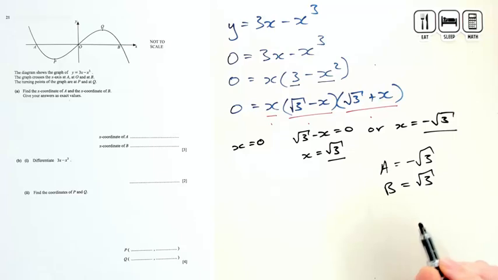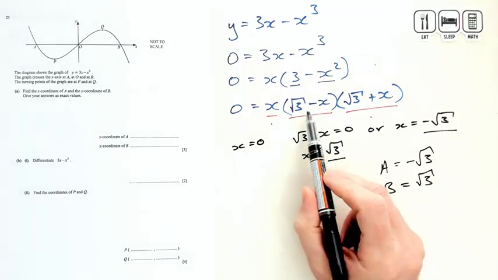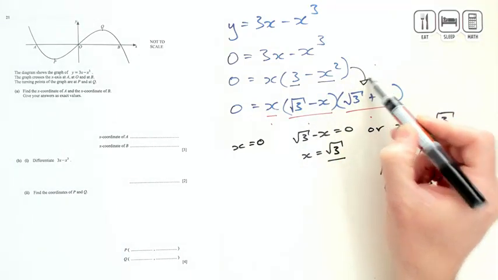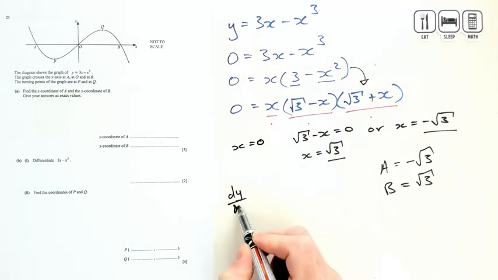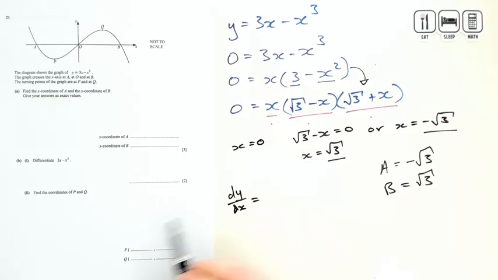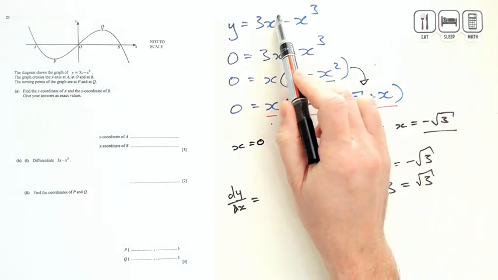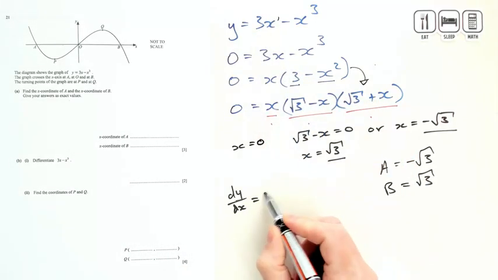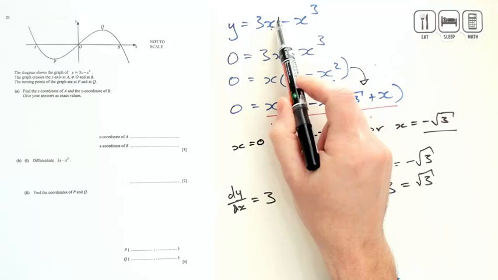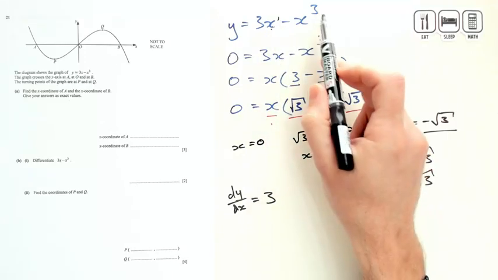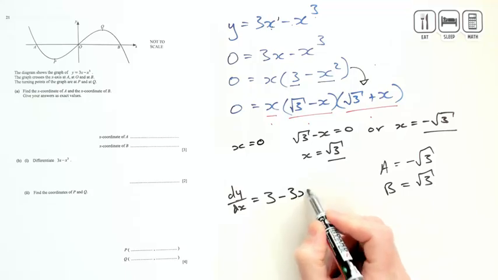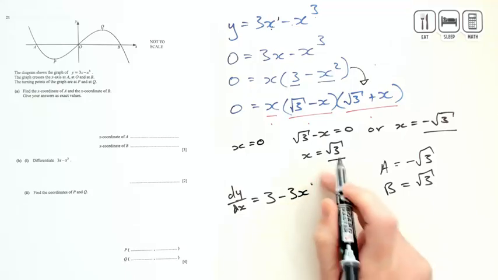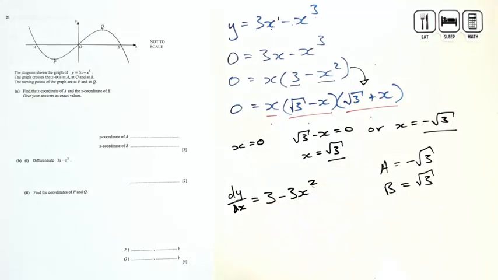So yeah, not high marks, but a little bit tricky seeing that this can go into that. Next bit, differentiate this. So dy over dx, very, very important skill for your exam. So we have this to the power of 1. 1 times 3 is 3. And then this becomes x to the power of 0, so we don't write it. And this is 3 times negative 1, so it's going to be negative 3x squared. So that is that one.